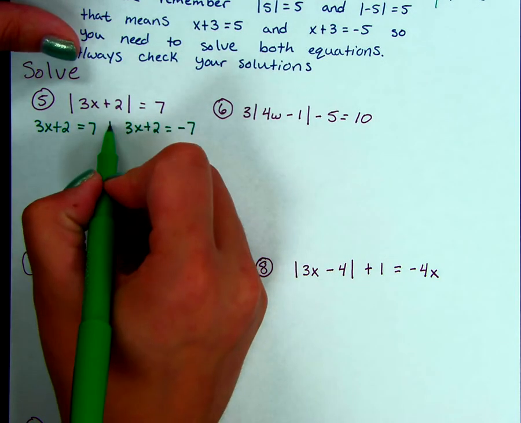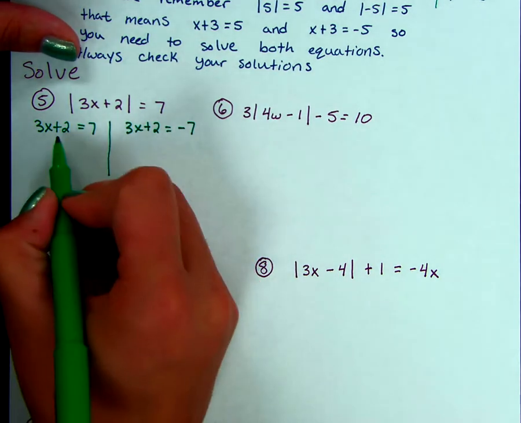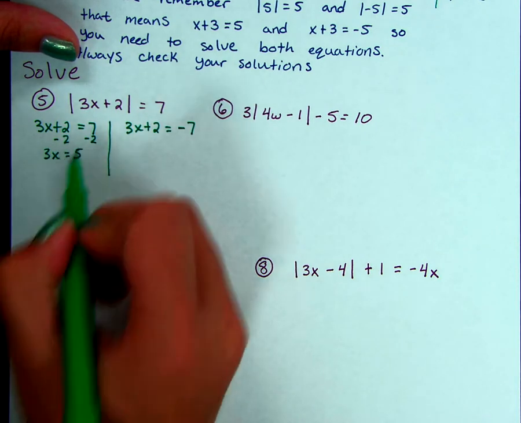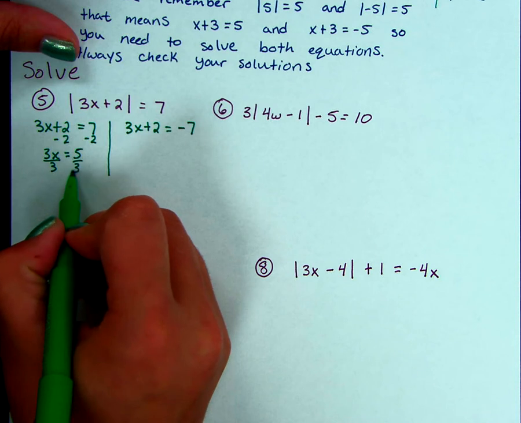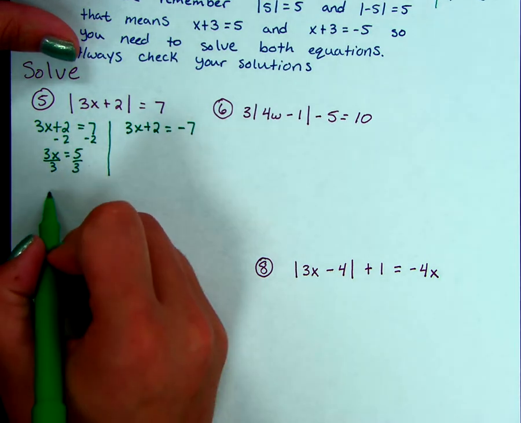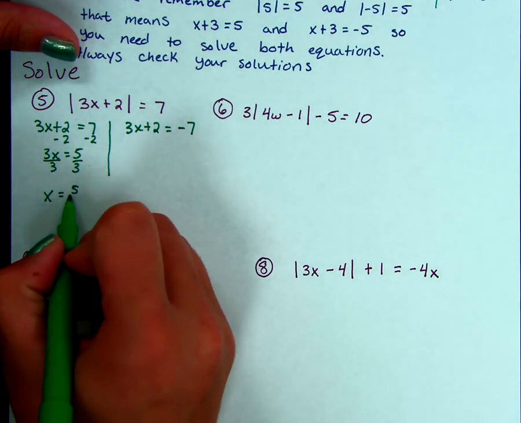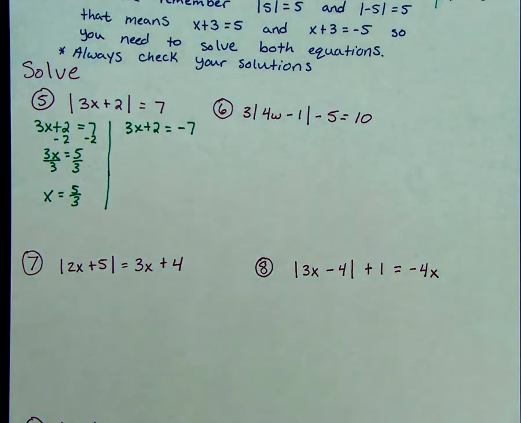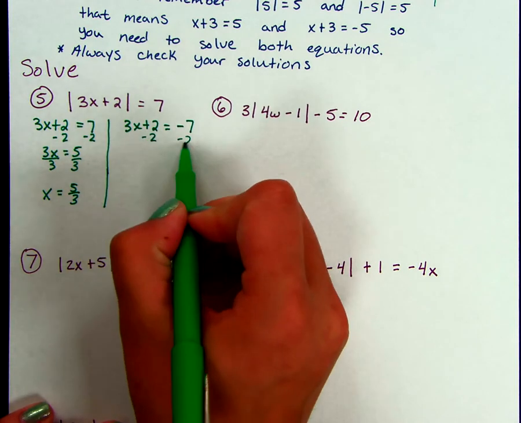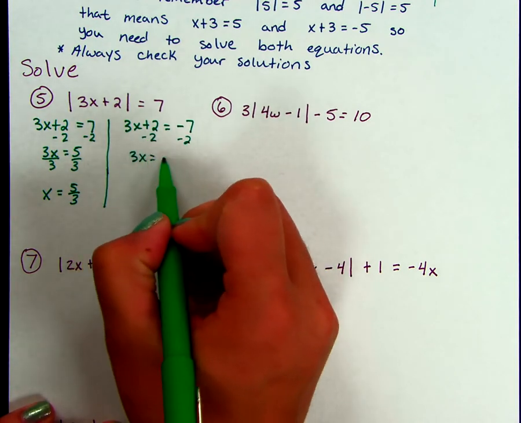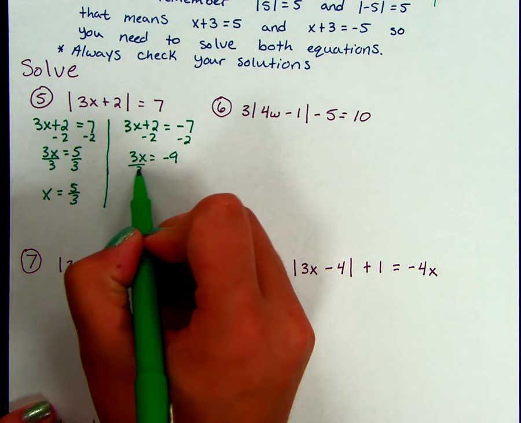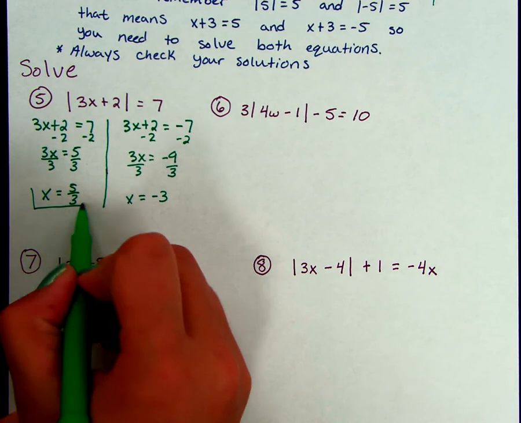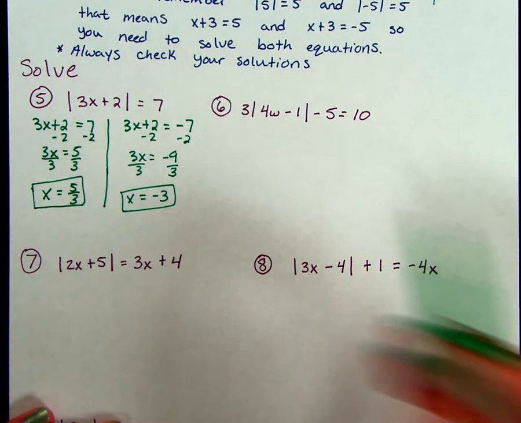I'm going to draw a line down the middle so I know I'm solving two separate equations. First thing, we subtract 2. So 3x equals 5. And then we divide by 3 on each side. We can't simplify that fraction, so we're just going to leave it. So our first answer is x equals 5 thirds. And then we go to our next equation and solve that one. Again, we have to start by subtracting 2. So 3x equals negative 9. Divide by 3. So x equals negative 3. So we have two answers, 5 thirds and negative 3.